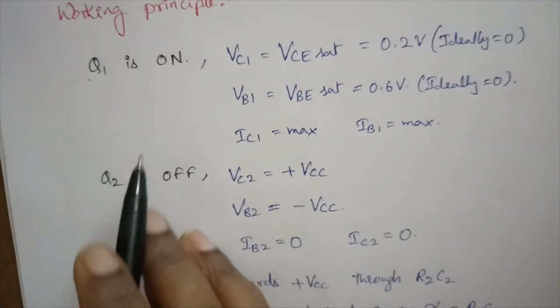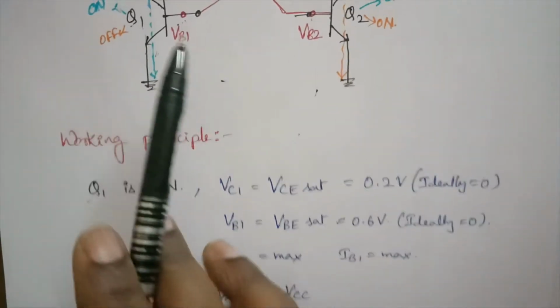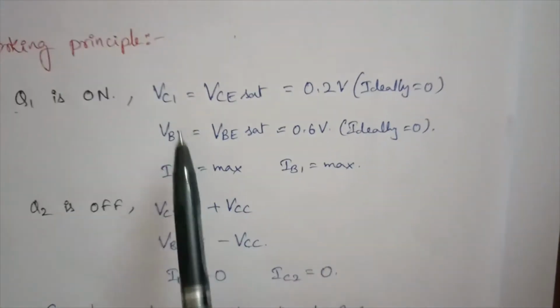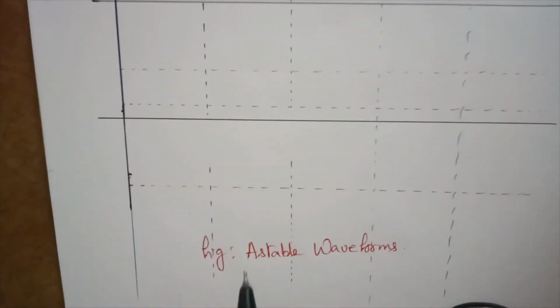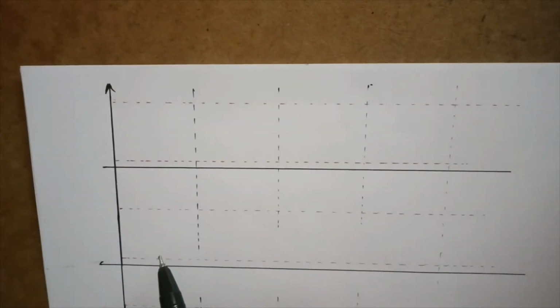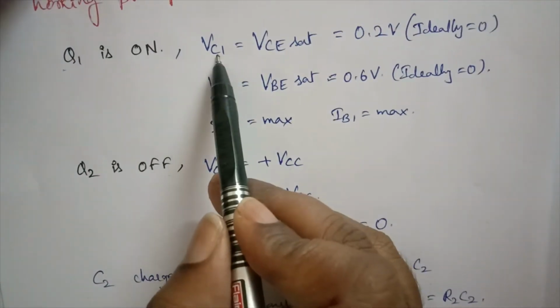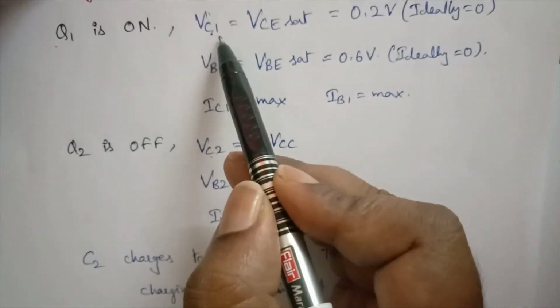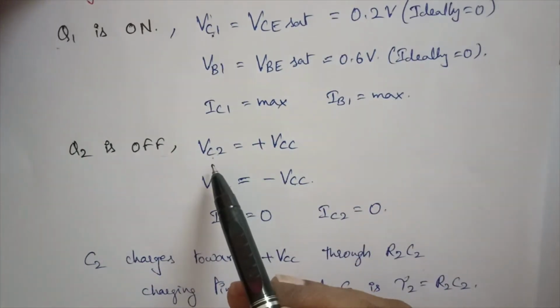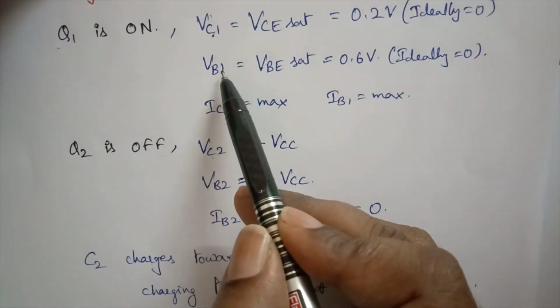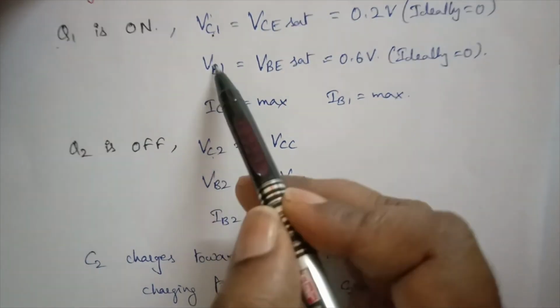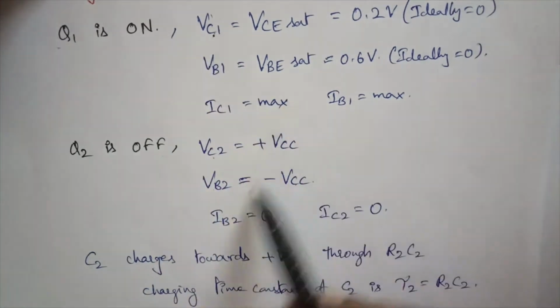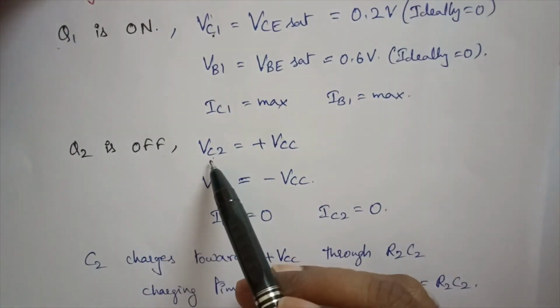Now we have understood the working of the astable multivibrator. Based on these values, we will start the output waveforms of the astable multivibrator. Okay, let us start with the first one. I consider VC1 and the second one VC2, both output voltages of transistors Q1 and Q2, and the inputs of both transistors, that is VB1 and VB2. So these are the input and output voltage waveforms.